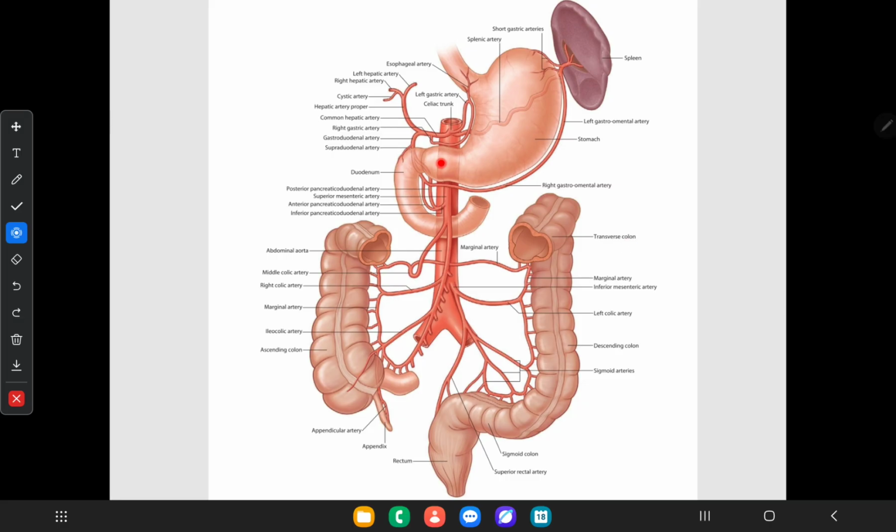So you can see this is the abdominal aorta. It starts at the level of T12, goes downwards and divides into two main branches as the common iliac arteries. The three unpaired arteries, that means only one artery each, are the celiac trunk, the superior mesenteric artery and the inferior mesenteric artery. The celiac trunk is located at the level of T12, the superior mesenteric artery at L1, and the inferior mesenteric artery at the L3 level.